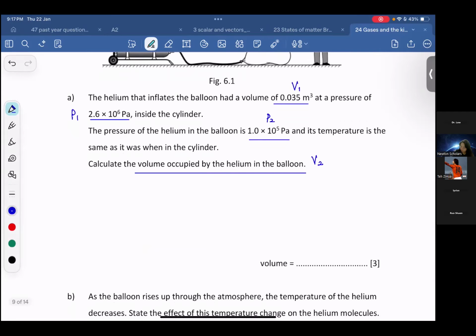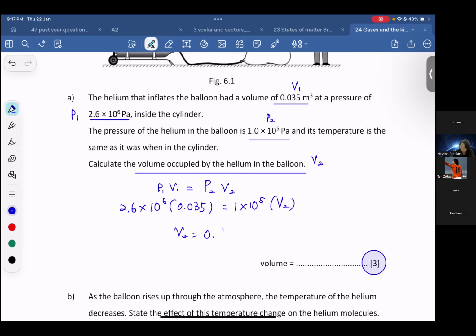Zihua, yes. So here, there are 3 marks. No matter how, always write the formula P1 V1 equals P2 V2. So it's 2.6 times 10 to the power of 6, times 0.035, equals 1 times 10 to the power of 5 times V2. So your V2 should be 0.91 meter cube. Teacher, how do you know 0.91 meter cube? As I told you, V1 is meter cube, so V2 must also be meter cube. Okay?